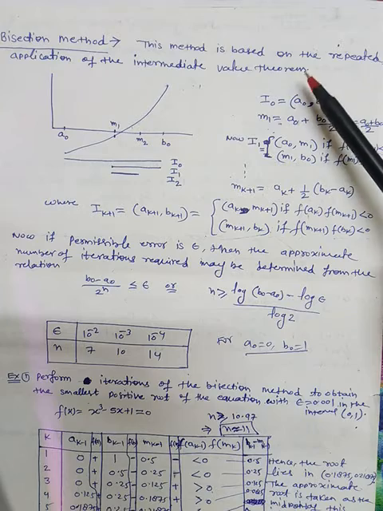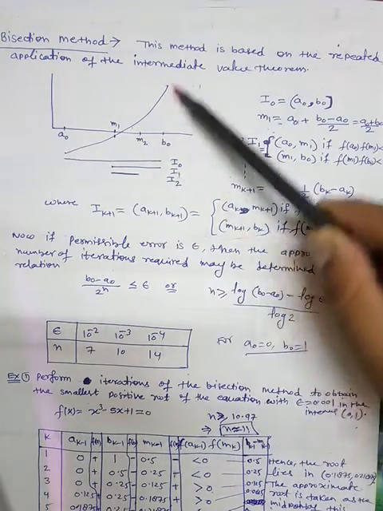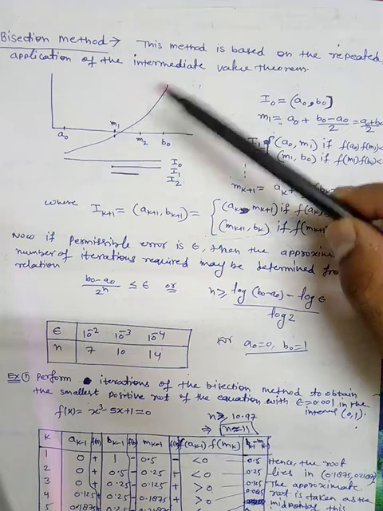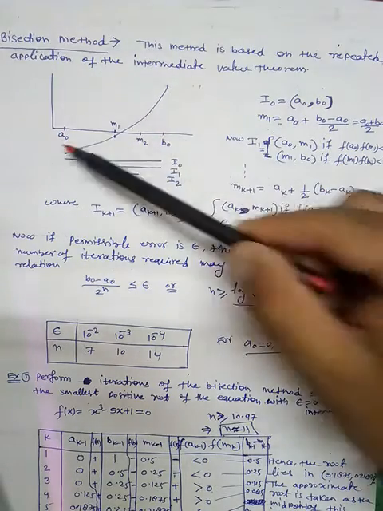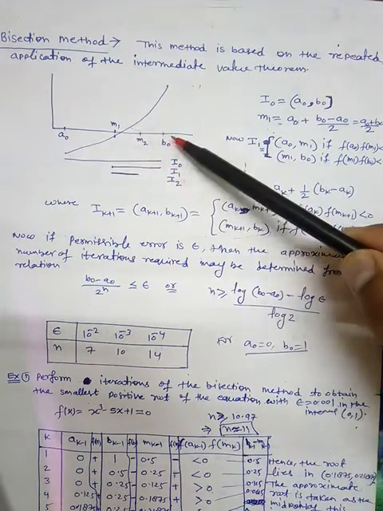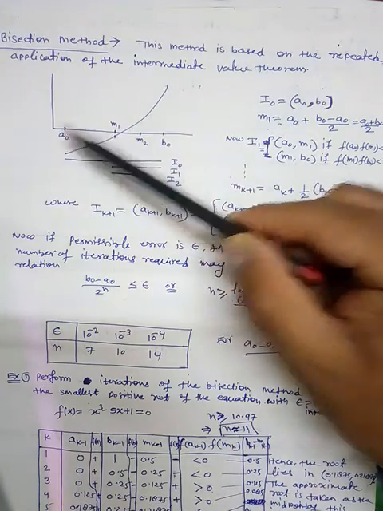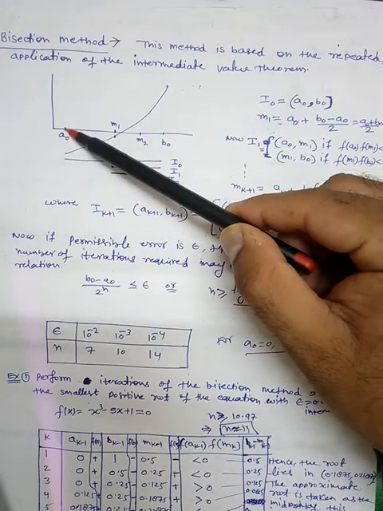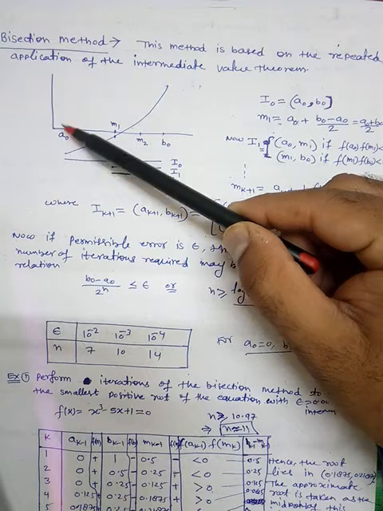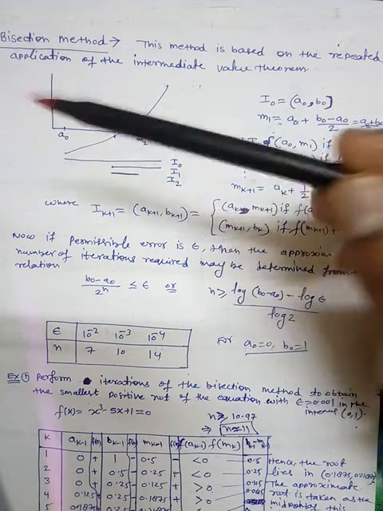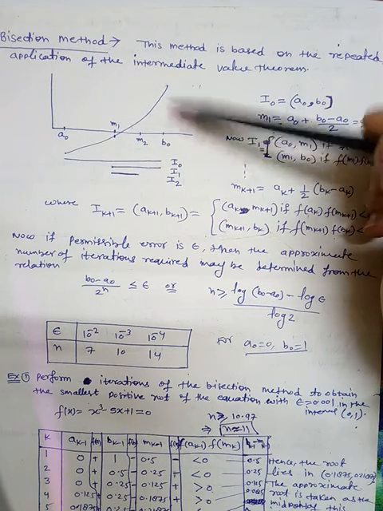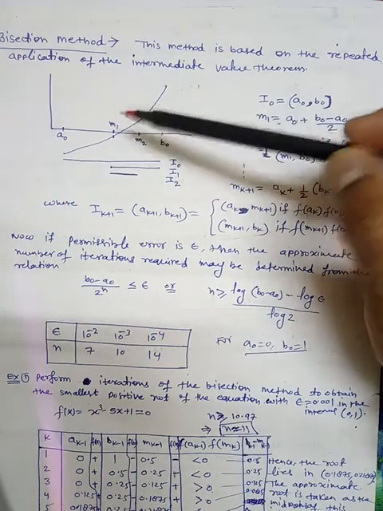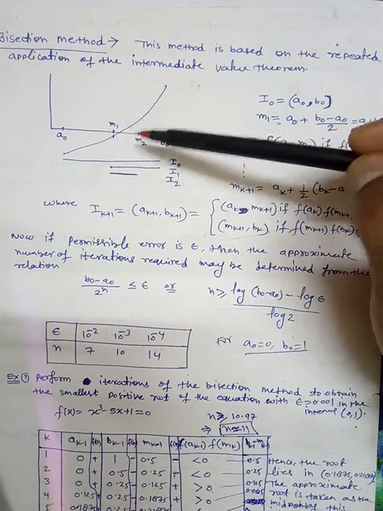The intermediate value theorem says that, suppose this is your function, and this is the domain, from here to here. Say this point is a, and this is b. If the value of the function at this point is negative, and the value of the function at the right-hand point is positive, that means the function has opposite signs.